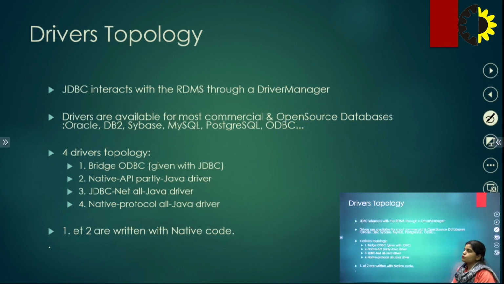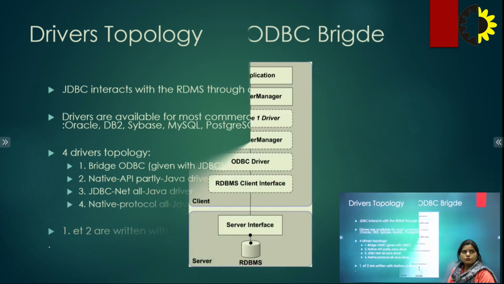Now the drivers topology. JDBC interacts with the relational database management system through a driver manager topology. Drivers are available for most commercial and open source databases, such as Oracle, Database 2, Sybase, MySQL, PostgreSQL, and ODBC also. The 4 driver types which JDBC uses are: the bridge, ODBC given with JDBC inside it; the second, native API, which is a partially Java driver; the third, JDBC-Net all Java driver; and the fourth, native protocol all Java driver.